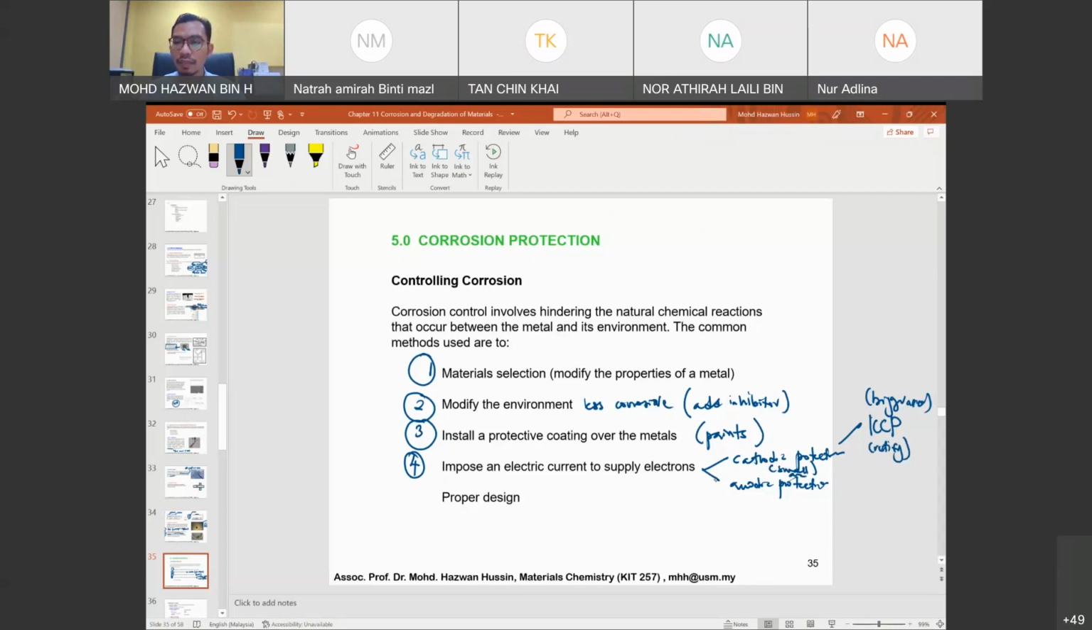Cathodic protection is where the metal to be protected will become the cathode. Okay, and anodic protection is actually in contrast. This only happens in an acidic or alkaline environment. And finally, we have a proper design to reduce erosion and the combined effect of corrosion.